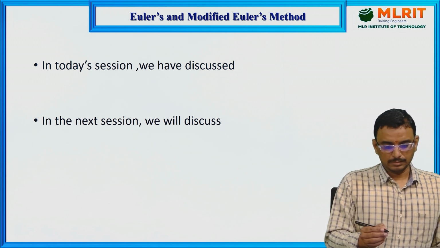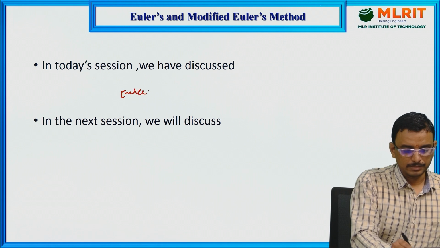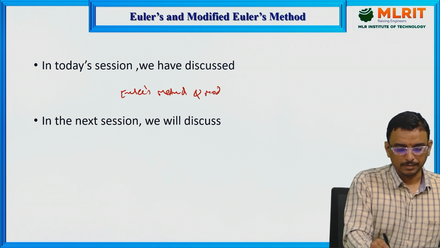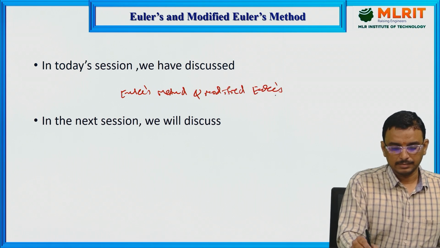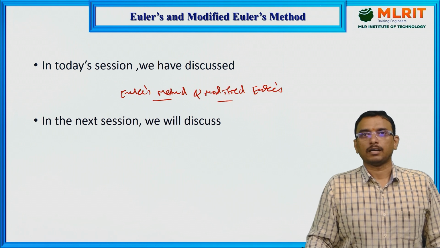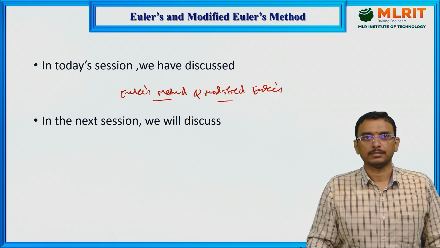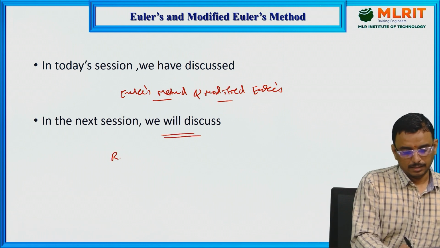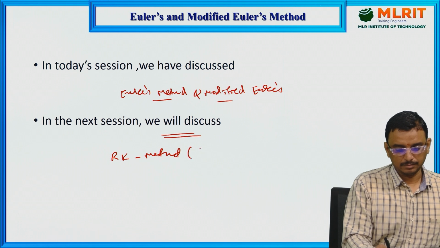So in today's session, we have discussed Euler's and modified Euler's methods, their differences, and how to solve ordinary differential equations using Euler's and modified Euler's methods. In the next session, we will discuss the Runge-Kutta method, which we simply call the RK method, of fourth order.